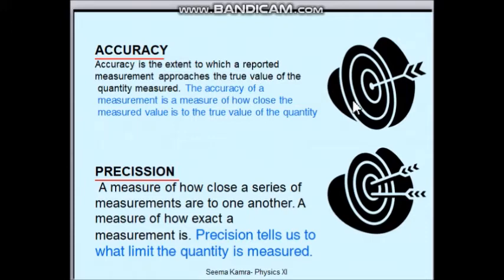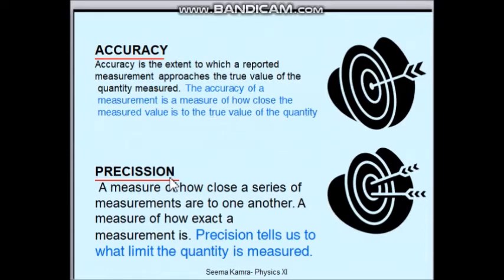Okay, suppose let us take the help of this diagram. Suppose we are shooting the arrow. If it is just approaching the correct point, that means this measurement is accurate. So accuracy of a measurement is the measure of how close the measured value is to the true value. Okay, so this is the best example of accuracy.